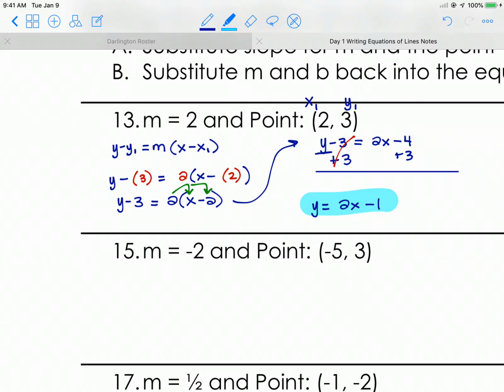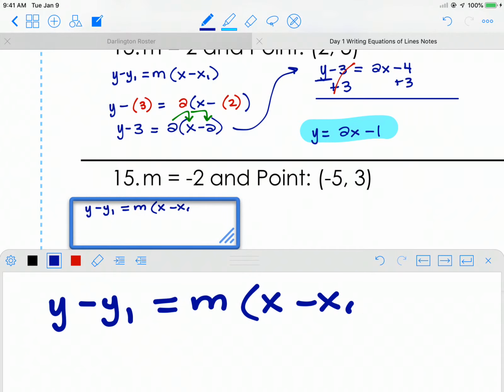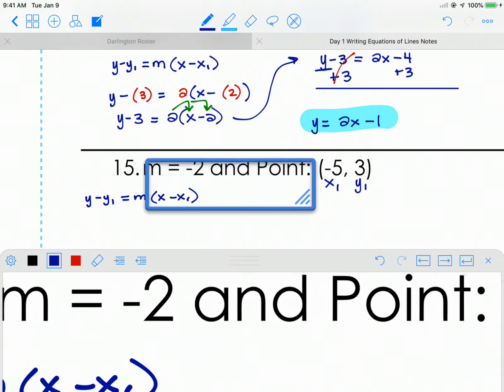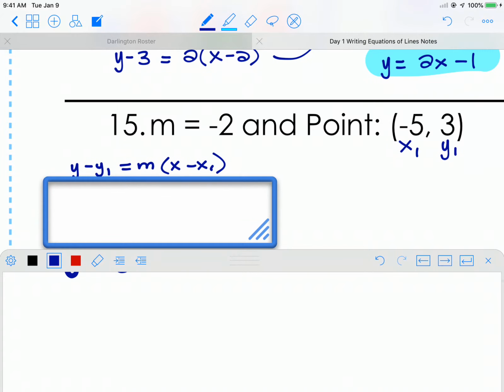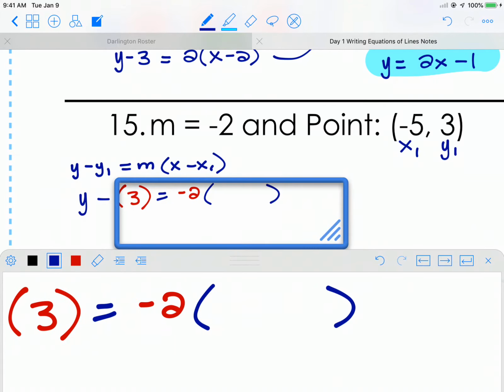All right, let's do it one more time. Okay, look at number 15. So again, point slope form: y minus y1 equals m times (x minus x1). Okay, I've got my x1 value, my y1 value, and then I have my slope. So here we go. Look at that little negative I was talking about. Again, I'm going to write my input values in red. So y minus 3 equals our slope, which is negative 2, times (x minus negative 5).